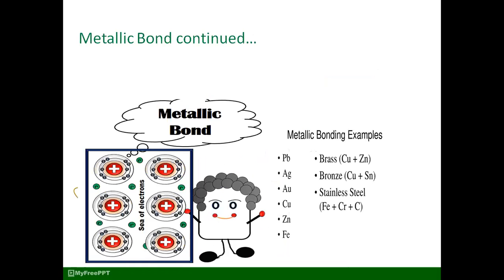And these are the examples of metallic bond, like in the case of brass, copper and zinc bonded together. In bronze, copper and tin. Stainless steel that we use in our kitchen is an iron, chromium and carbon combination.